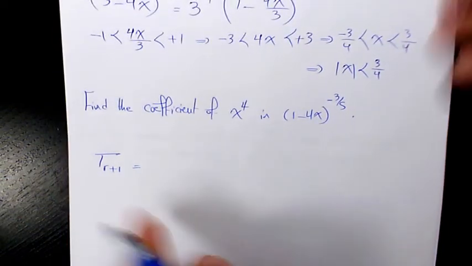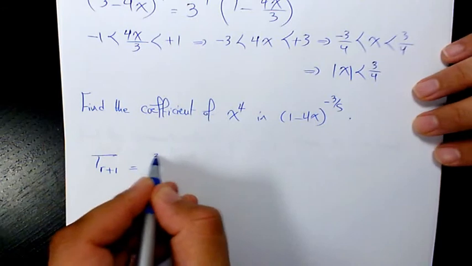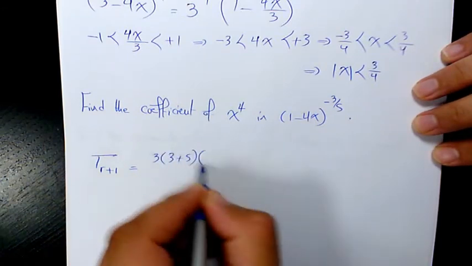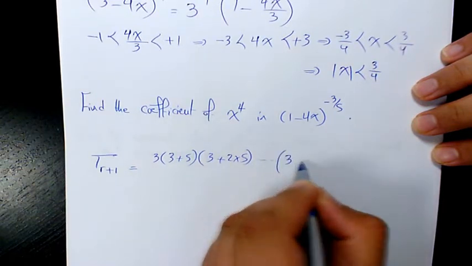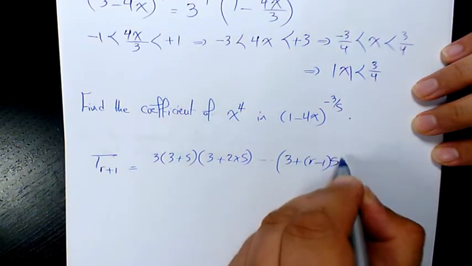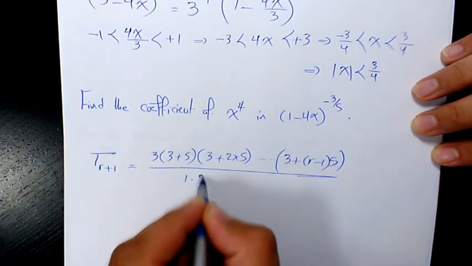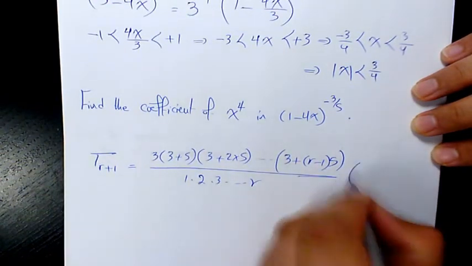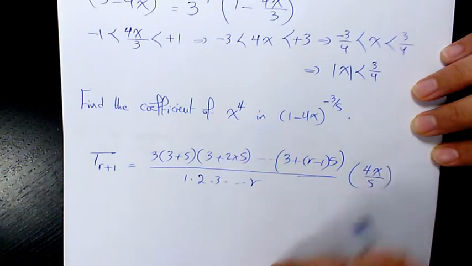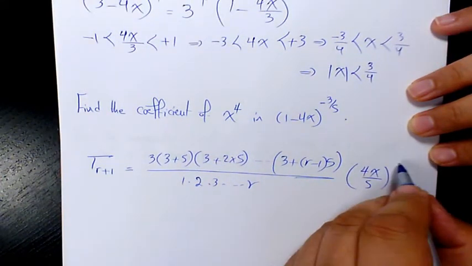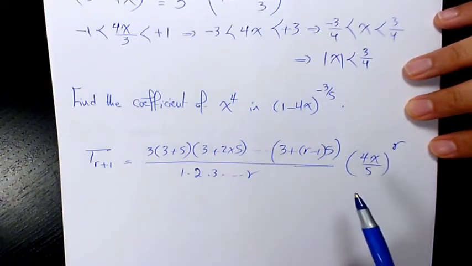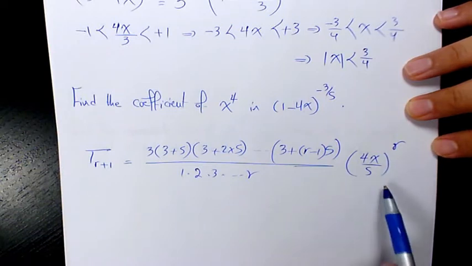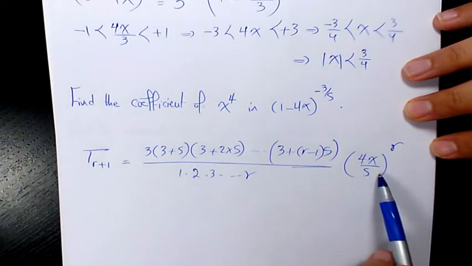So we can say t(r+1) is going to be 3 times (3 plus 5), (3 plus 2 times 5), all the way to (3 plus (r minus 1) times 5), over 1 times 2 times 3 all the way to r, (4x over 5) to the power of r. Here it says find the coefficient of x to the power 4. When it says x to the power 4, it means that r is supposed to be 4.